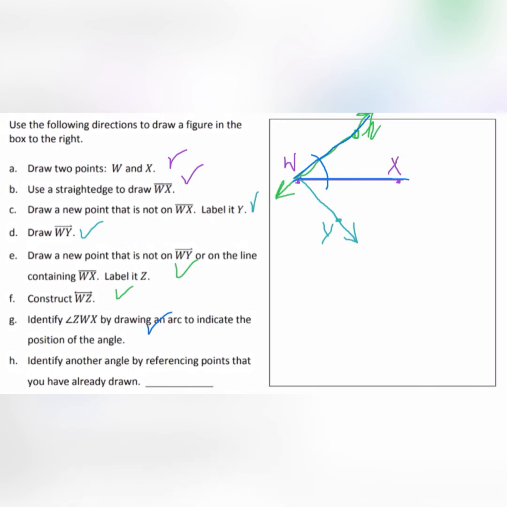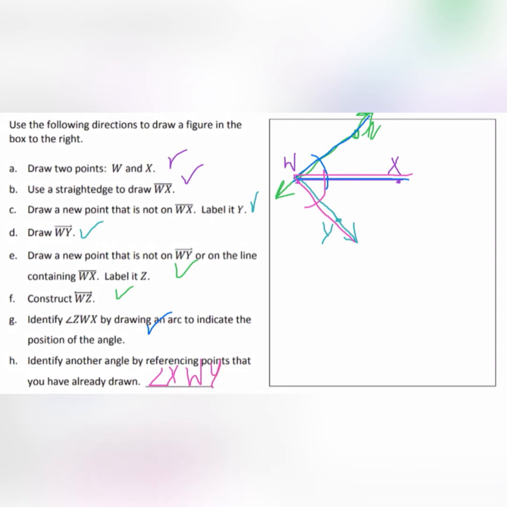And my last step is to identify another angle by referencing points that I have already drawn. So I'll change color so you can see this. I see another angle, and that is XWY. So I'll draw my arc to show that angle. And I'll write my answer. Draw the angle symbol, and then I'm writing XWY.